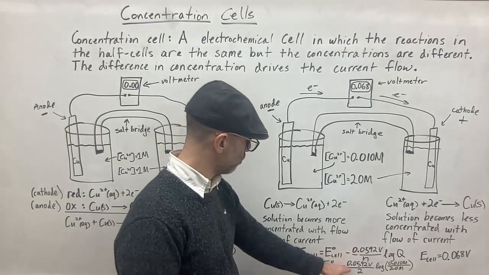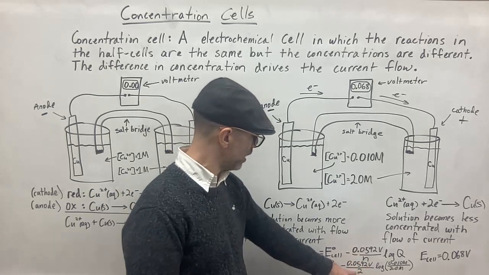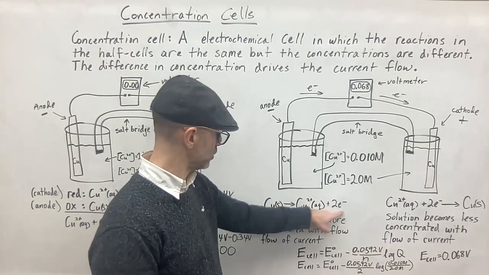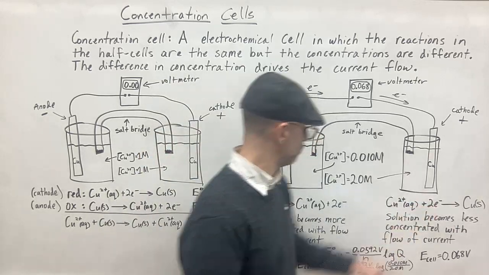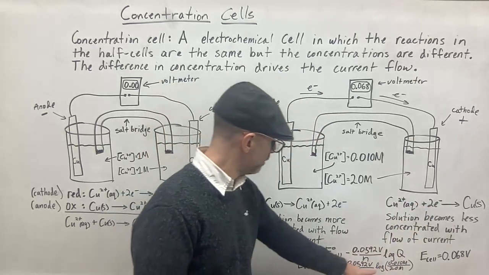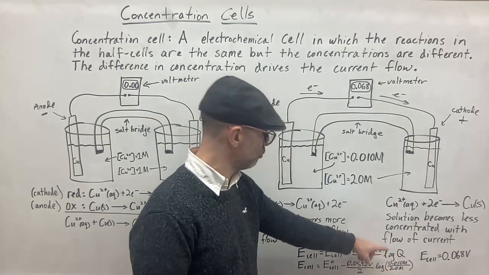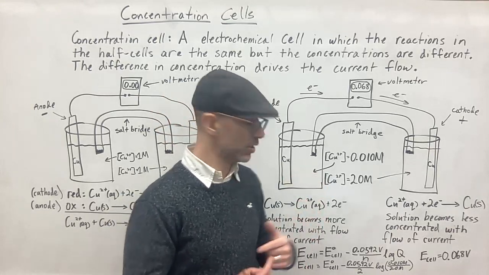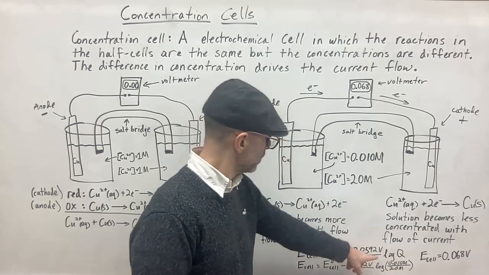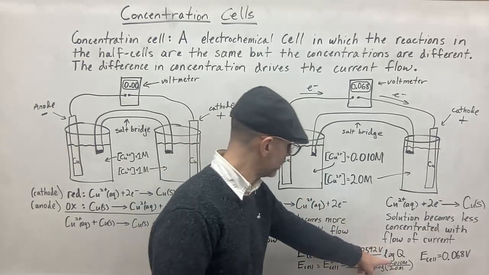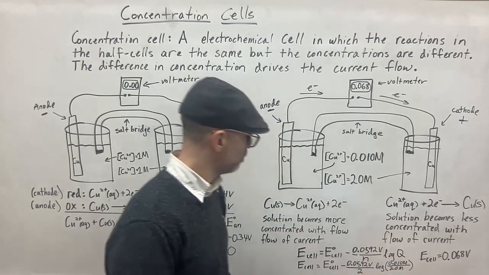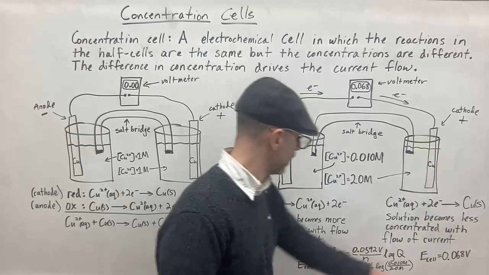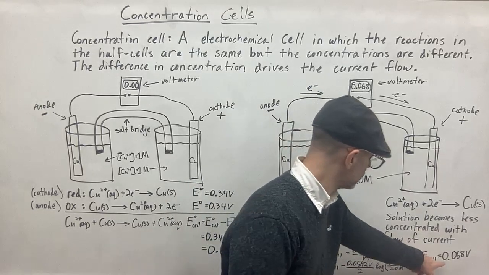So here we have 0.0592 volts divided by 2, because there's 2 moles of electrons being transferred, right? We have 2 here and 2 picked up there. And then multiplied by the log of the Q. Remember, Q, according to the law of mass action, you have concentration of products over reactants. So here we have products at 0.010 molar over 2.0 molar. So products over reactants.